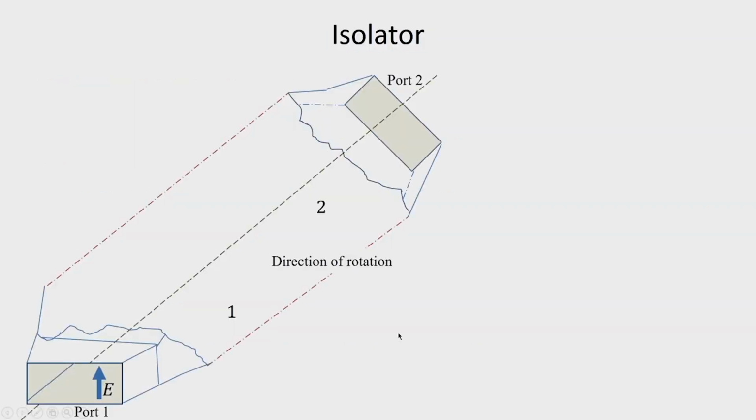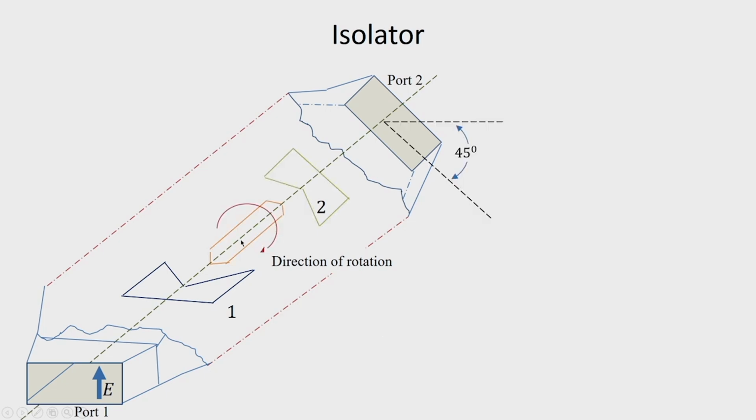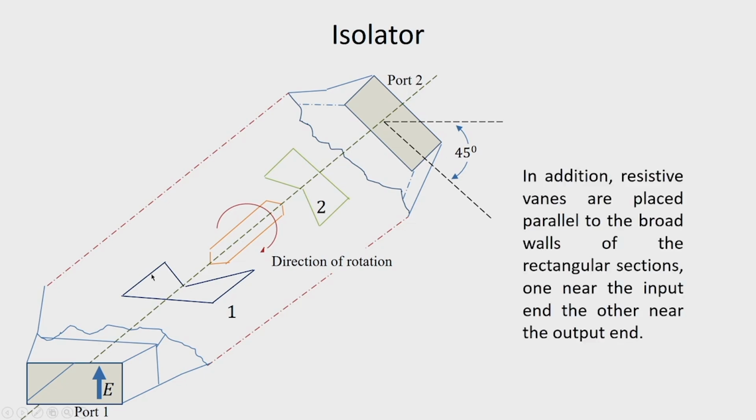So, the structure is shown here. We have a circular waveguide section which is tapered to rectangular waveguide at the two ends, and port 1 and port 2 are at 45 degree to each other. We have a magnetized ferrite placed here, and also we have two vanes denoted by 1 and 2.